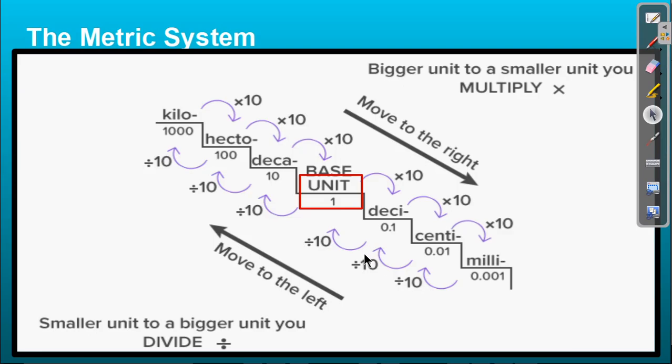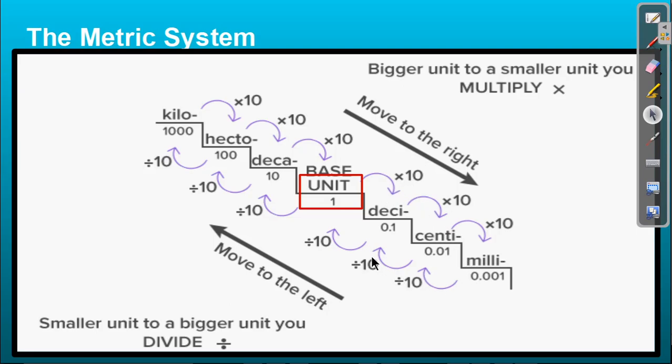So how does this work? Well, imagine that you want to know how many grams you have in a kilogram. Well, how many bumps are there between the two of them? 3. Multiply 10 by 10 by 10 is 1,000. So there's 1,000 grams in a kilogram. Okay? The same thing going down. How many milligrams in a gram? Well, they're separated by 3 bumps. 1,000. How many centigrams? 100. Okay?